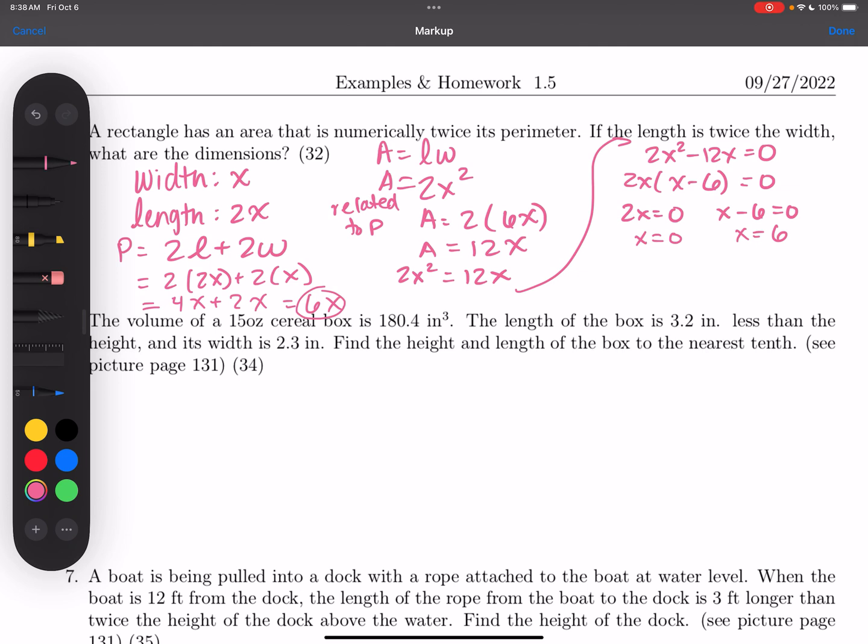Now, can I have a width of 0 since originally we said width was x? Is that possible? No. So this one is not possible. So our width is going to be equal to 6, and our length is 2 times the width value, so the length is going to be 12. So that was ultimately what we were trying to find, was when it asks for the dimensions, it wants to know what is the width and what is the length.